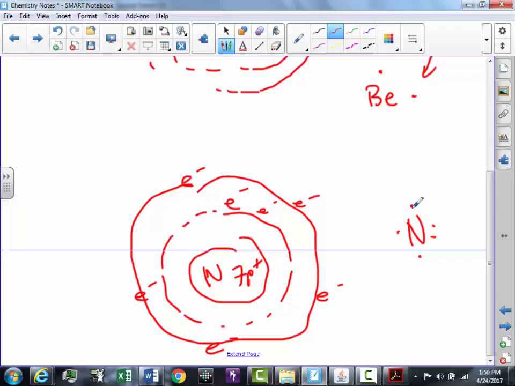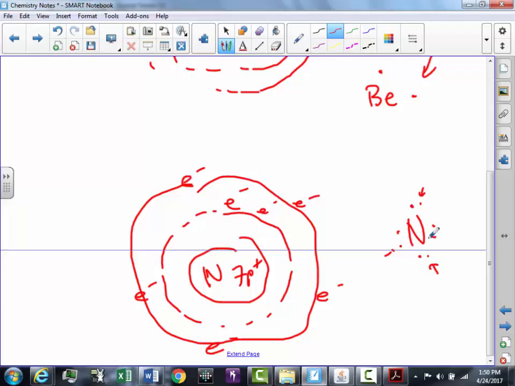And then see how there's 1, 2, 3 electrons left over? That's why nitrogen often has a -3 charge. Because it needs to find an electron to go here. It needs to find an electron to go here. It needs to find an electron to go here. So if it can find 3 more electrons, then it's full up. Do you guys recall doing this at all?